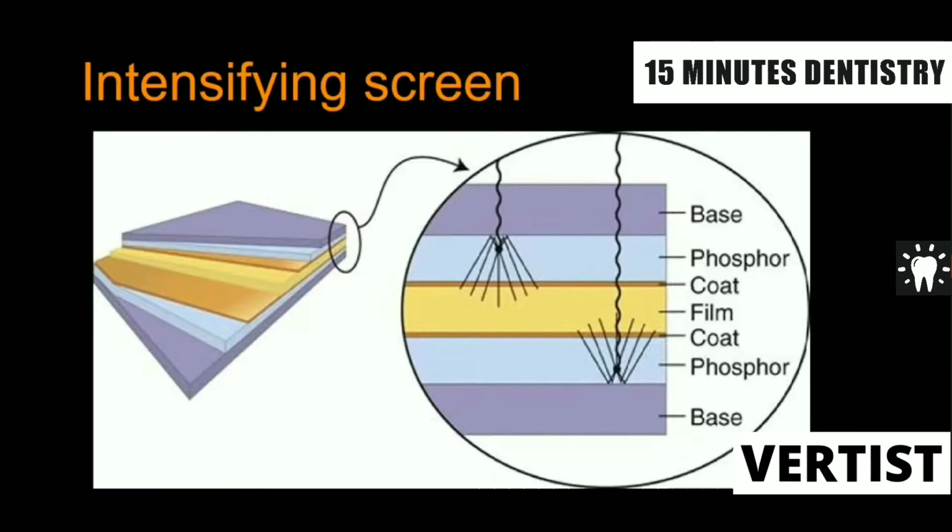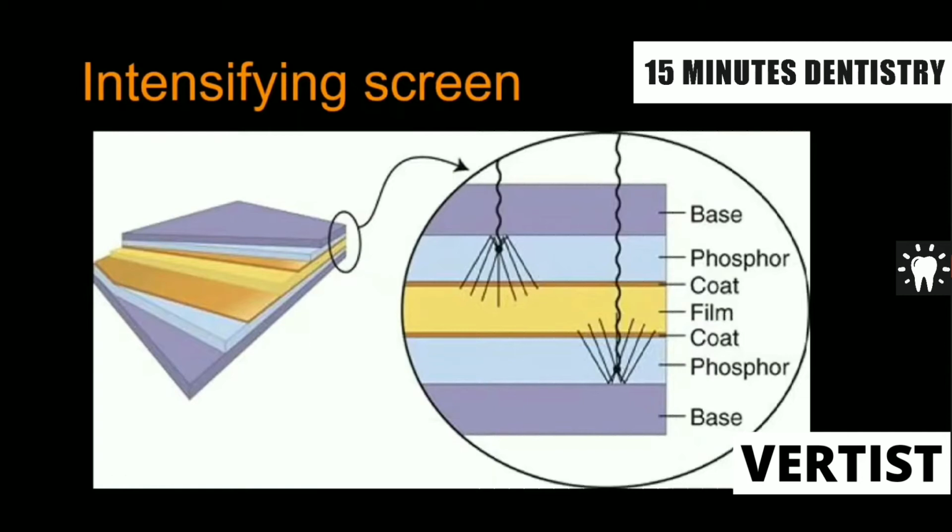The phosphor layers used nowadays are rare earth elements or rare earth materials, such as gadolinium oxybromide and so on. They emit green light, while the traditional phosphor layer was calcium tungstate. That calcium tungstate used to emit blue light. The film is more sensitive to green light than blue light, so we should always prefer a green-emitting intensifying screen.